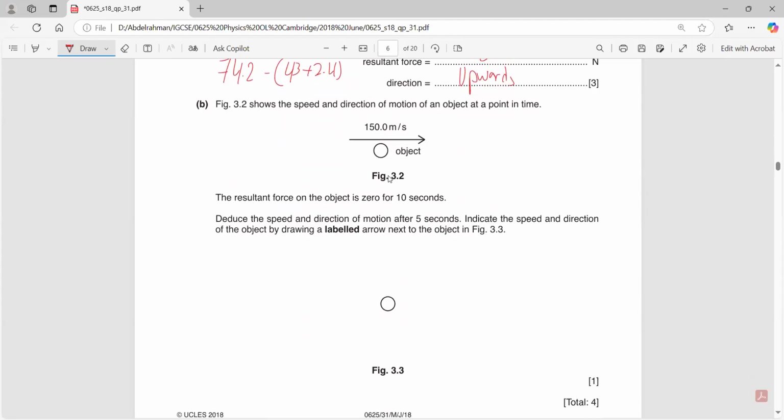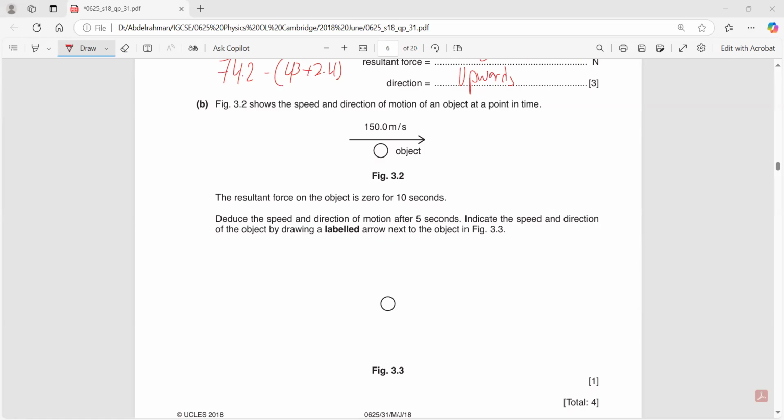The resultant force on the object is zero for 10 seconds. We need to draw the resultant force, the direction and the magnitude of the speed of the ball after some time. After some time, what would the resultant be? Does anyone know, or can anyone help me out?